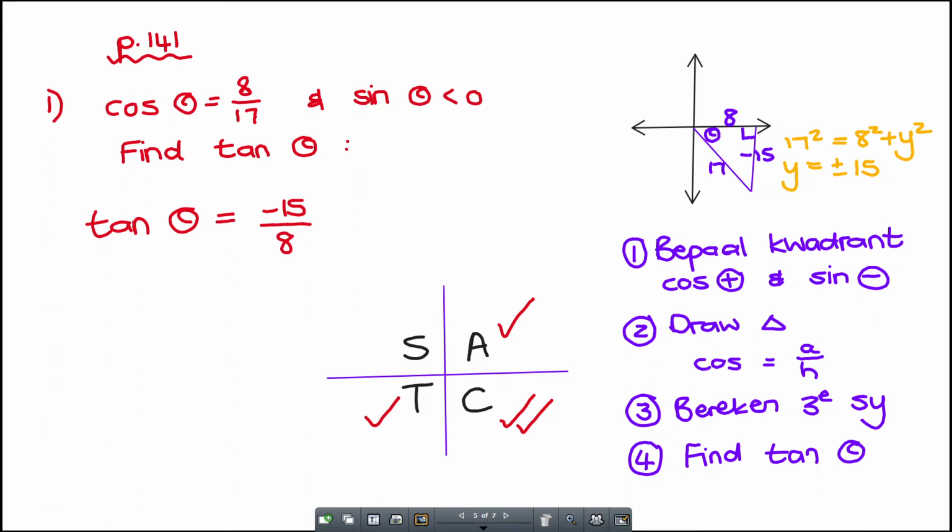So step 1 is, first determine in which quadrant it's going to be. Then step 2 would be to draw your triangle. Dan stap 3, gaan kry jy daai sytjie wat uitgelos is. En dan stap 4 gaan werk jy uit wat hulle actually vir jou vra. We're going to use those same 4 steps.